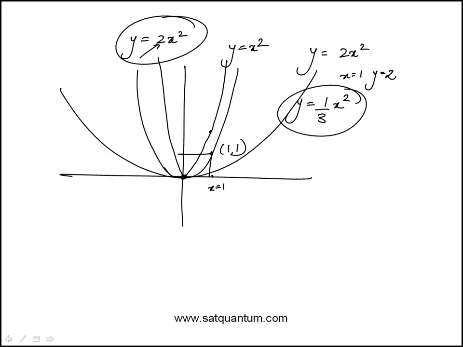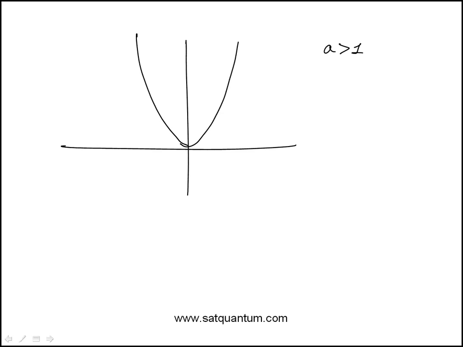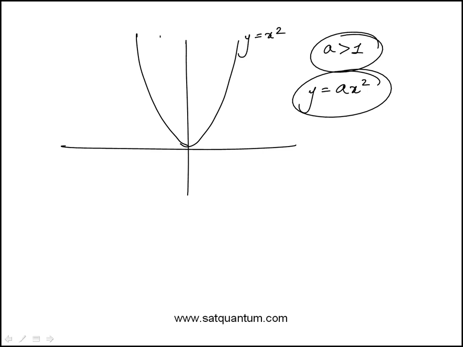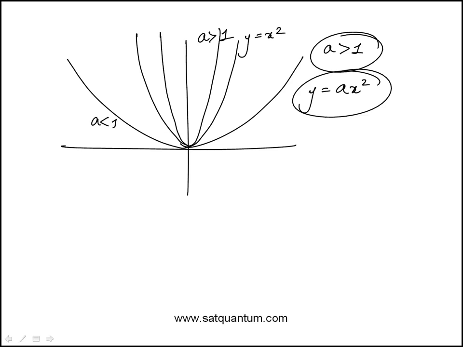So that's the key thing to recognize. Let me redraw the basic one, which is y equals x squared. If a is greater than 1 and your equation is y equals ax squared, then it would look something like this. And if a is less than 1, it would look something like this. So this is also a common parabola equation that you would encounter on the SAT. So that's as far as changing the coefficient of x squared.